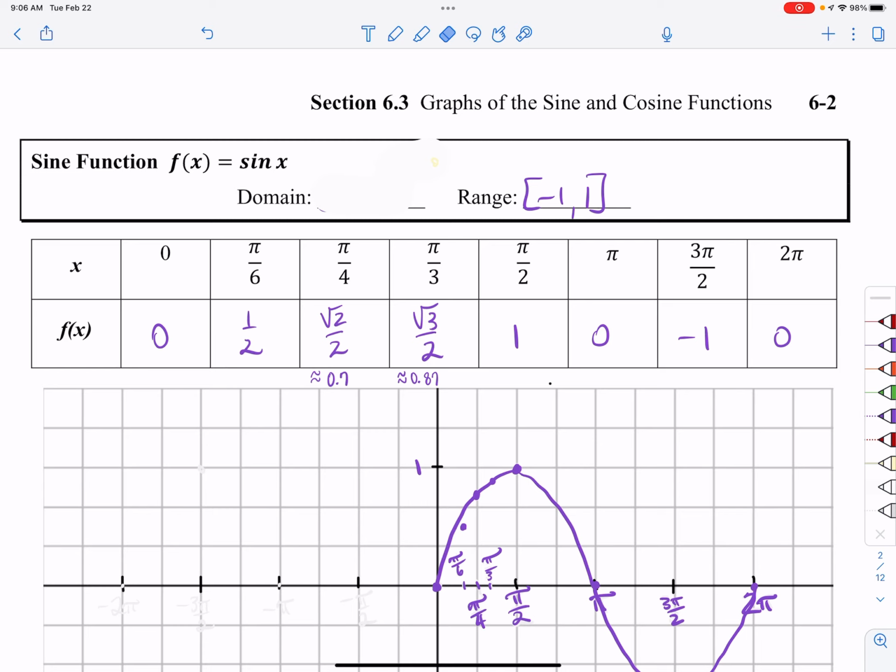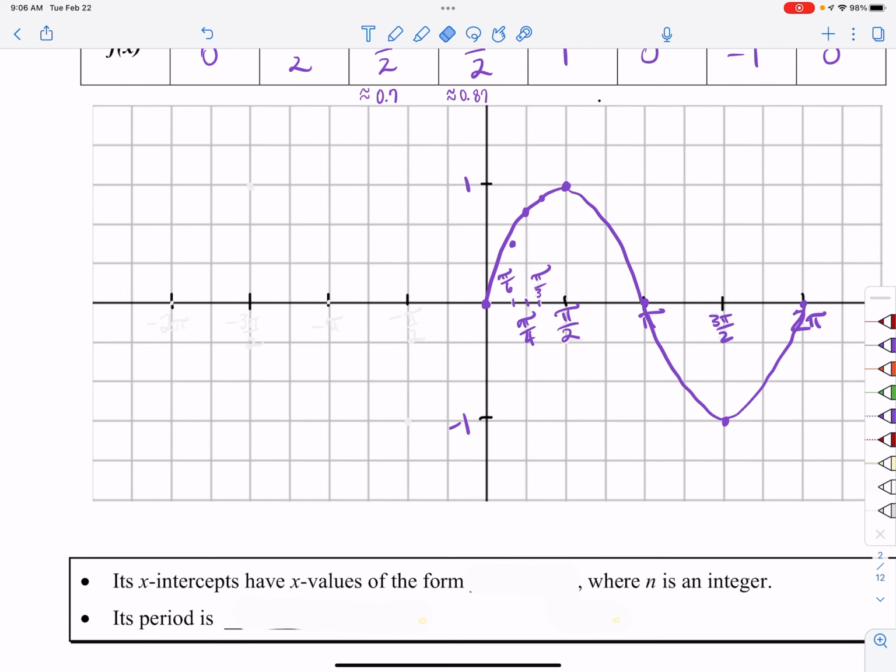My domain is going to be all real numbers, and the reason for that is because I can keep getting y values if I go around and around the unit circle. And so this particular graph is just simply going to keep repeating itself.